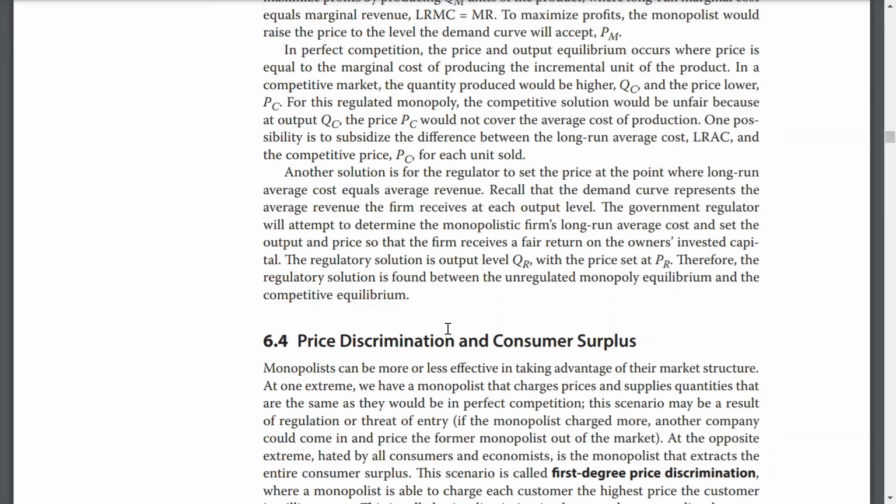The regulatory solution is output level QR with the price set at PR. Therefore, the regulatory solution is found between the unregulated monopoly equilibrium and the competitive equilibrium.